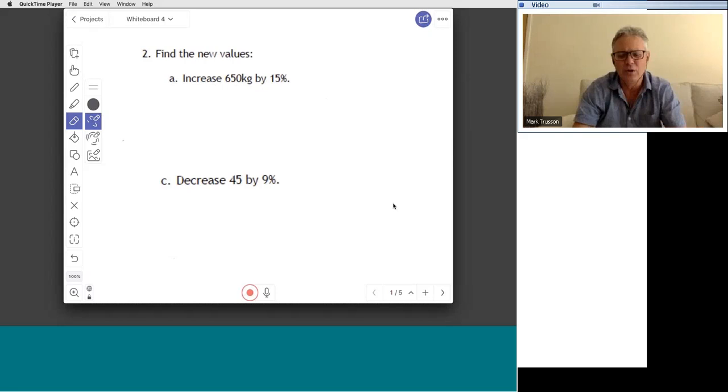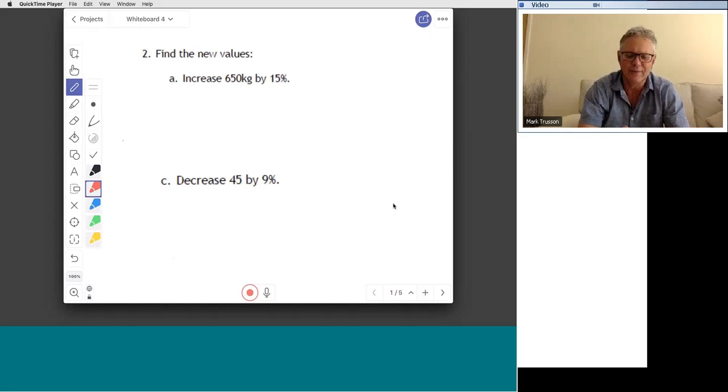So you will see two questions on the whiteboard here. The first one says increase 650 kilograms by 15%. Now, this is a very easy question, and I know that most of you would use methods such as 650, and then we want to increase it by 15%. So if we wanted to do that, we would find 10%. Find 5%, add them together, and we then add that to 650 to work out the answer.